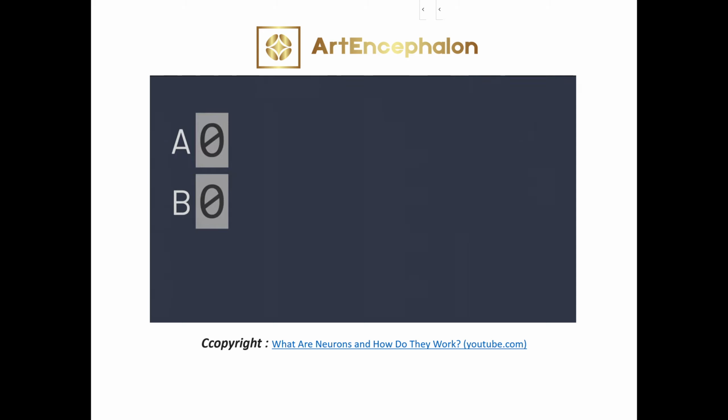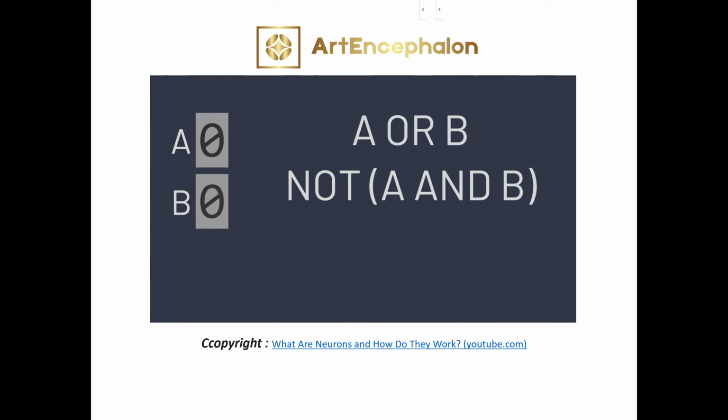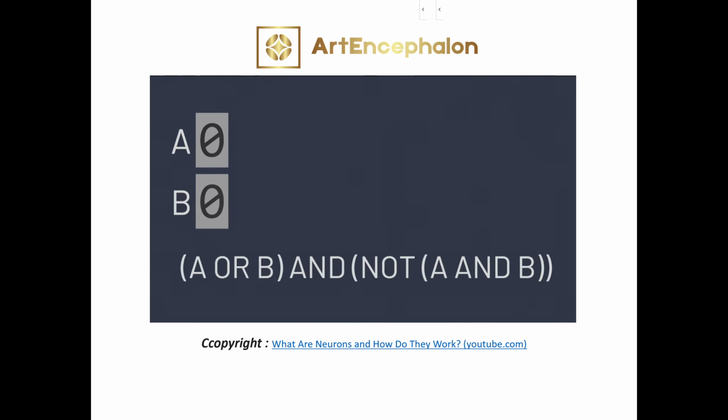Let's now use these gates to solve a sample problem. Given 2 inputs A and B, we'd like to calculate whether exactly one of them is a 1. Well, what does it mean logically for exactly one of these 2 inputs to be a 1? Well, it means that either A or B must be a 1, but it also means they can't both be a 1.